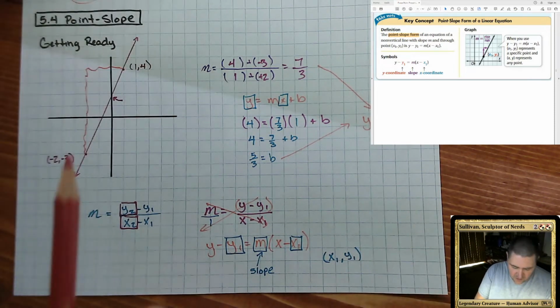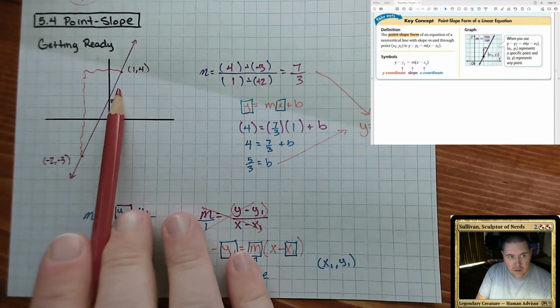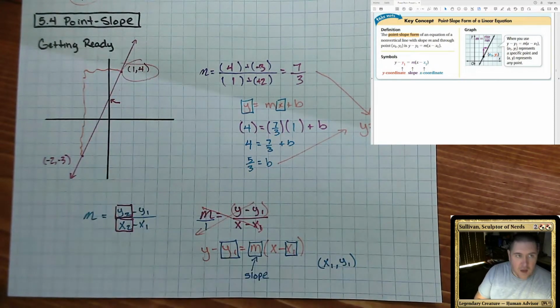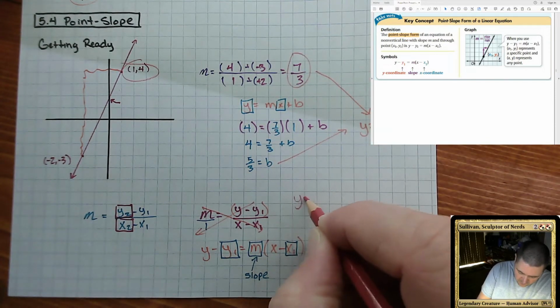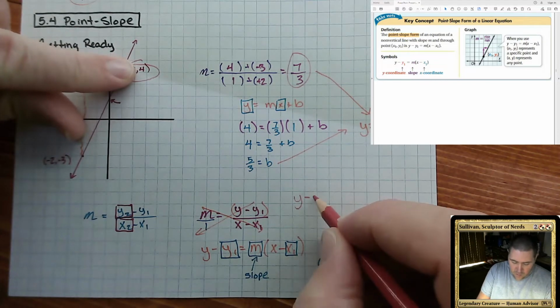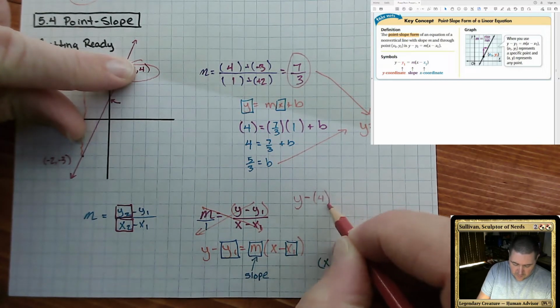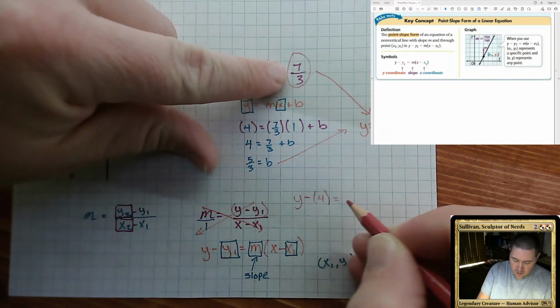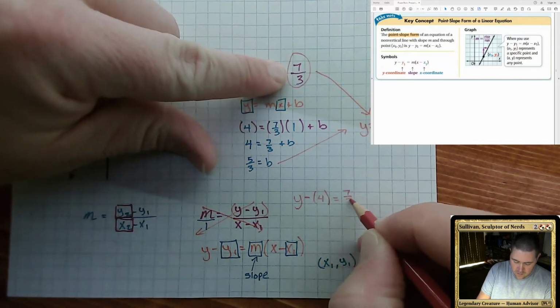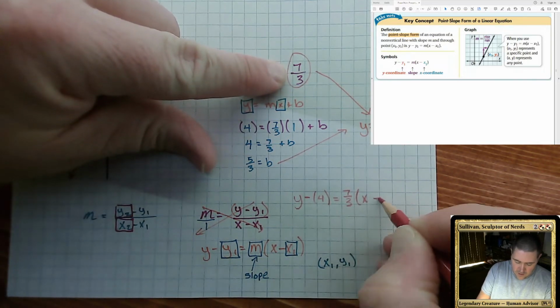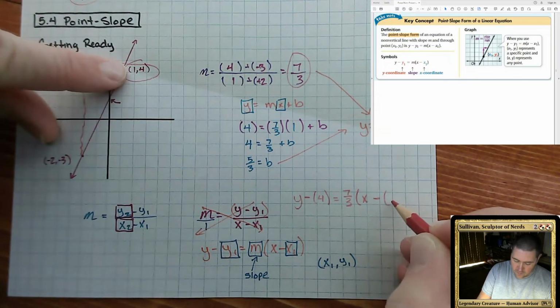See, if I come all the way back here, I had a point. I found a slope. So I would say y minus y1 is a 4. m, x minus x1.